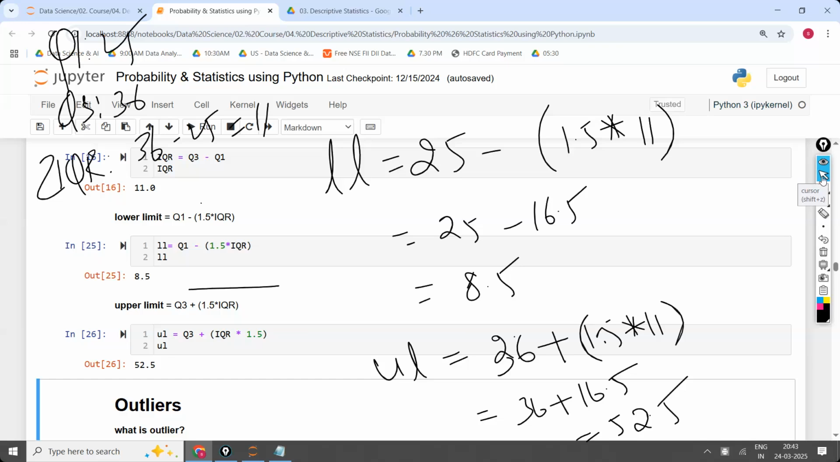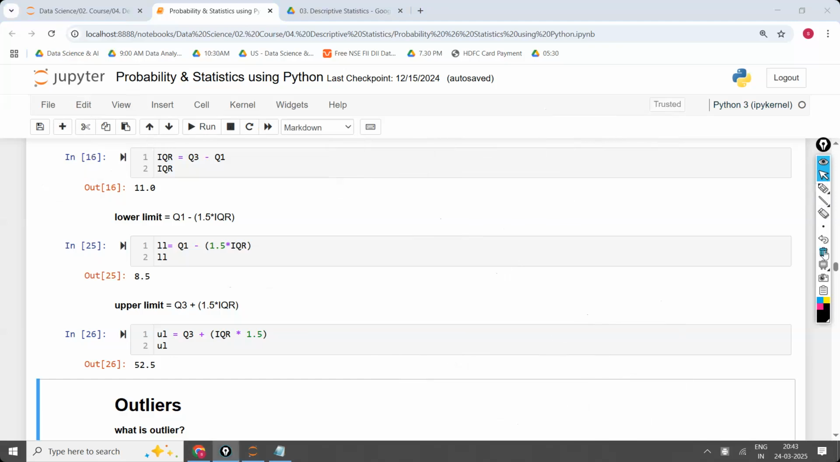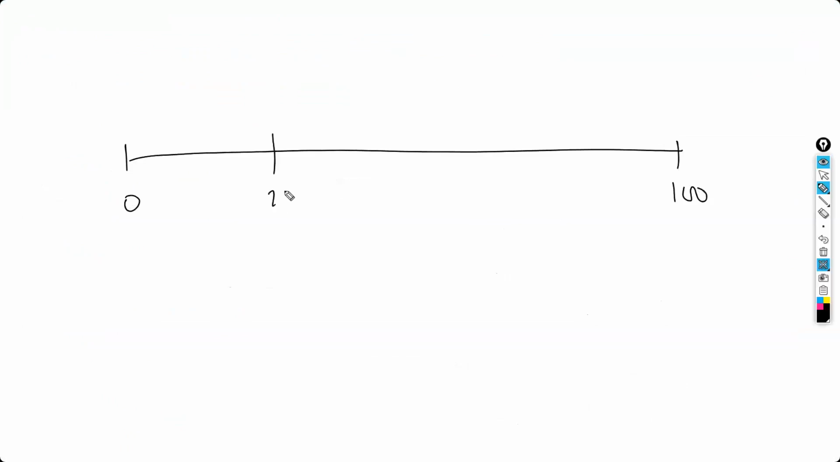Sir, okay, upper limit and lower limit are okay, but why 1.5? Question number 1. Question number 2, how is it calculated? One more time, let us see. Let's take an example like this. From here to here, 0 to 100. Now, 1/4th of the data, 25, 50, 75. Everyone is okay now, up to here?